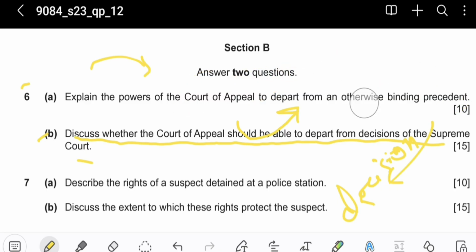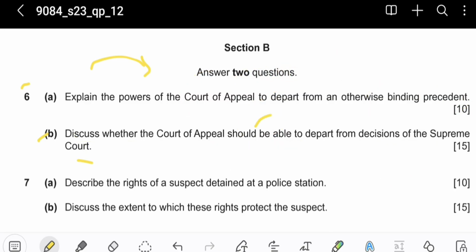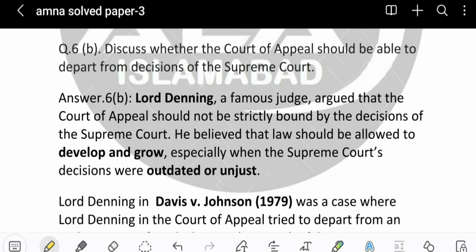But in this question it is about departing from the Supreme Court. Can they depart from the Supreme Court? Do they have the authority to do so, or can't they depart from it, and why should they not depart from the Supreme Court's decision? All of this is going to be discussed in this second question. It's all going to be about the Supreme Court. So I'm going to start this answer. Let's go straight to the answer now. I have opened up the answer.